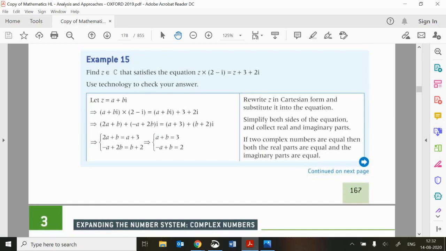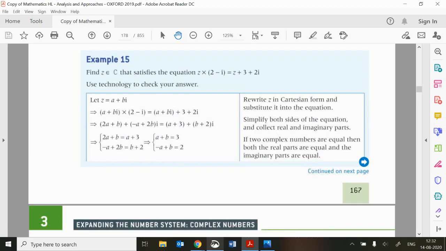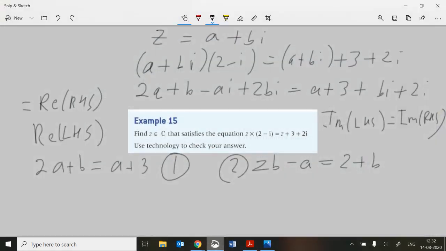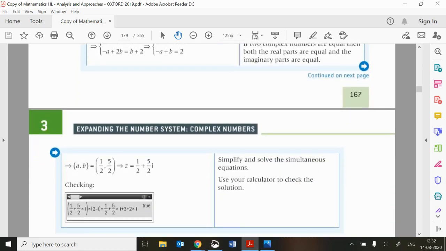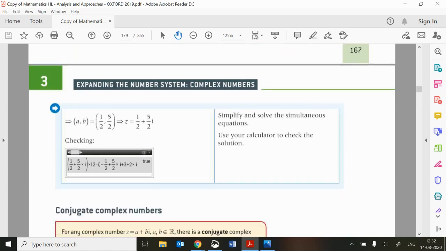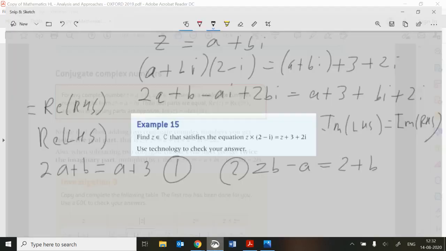You can see we're getting 2a plus b is equal to a plus 3. Just check that I've got that right. Yeah. And we've got minus a plus 2b is equal to 2 plus b. And there we go. We're ending up with two simultaneous equations, and the set of solutions there, 1 and 5 over 2. Of course, that leads to the same solution as we had before. You can check that on your calculator. But there we go. We've already talked about complex conjugates, which is the next bit.